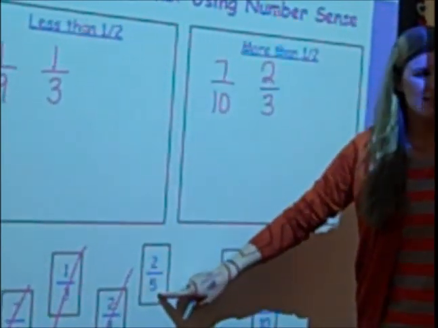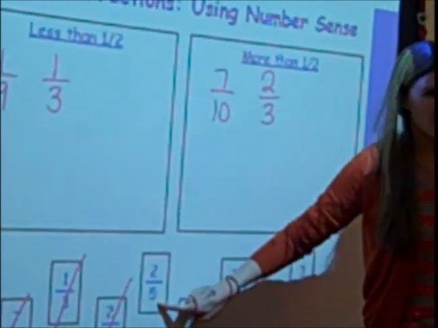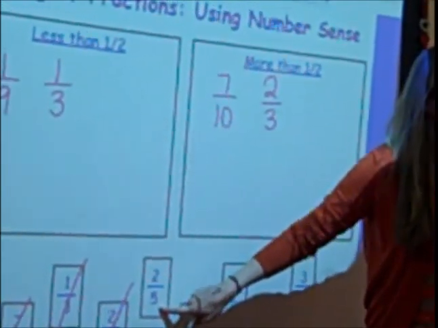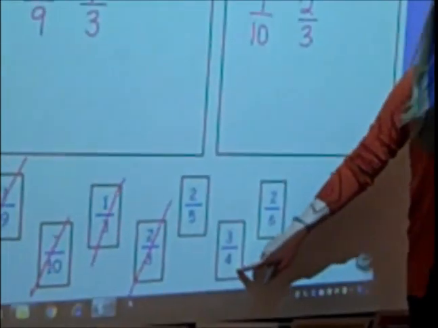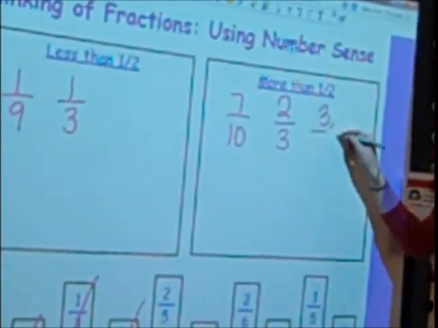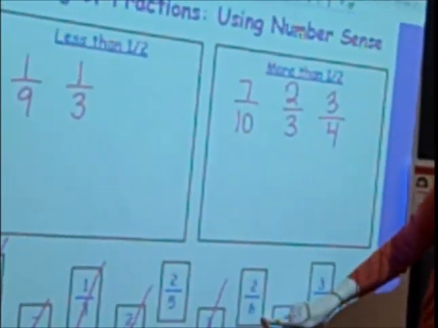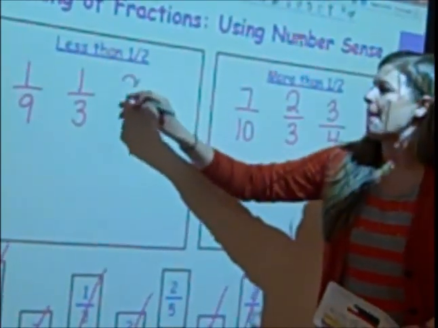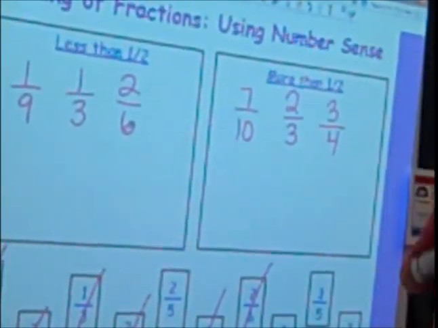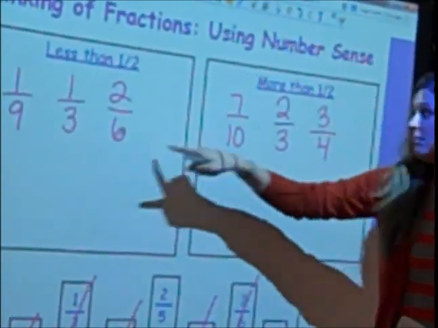It's hard for kids to think, what's half of 5? What's half of 3? What's half of 7? That's a very hard concept for them to visualize. But if I said 3/4, they'd say, oh, 2 is half of 4, so this is definitely more than 1/2. 2/6, I know 3 is half of 6, so this is definitely less than 1/2. So they can use that to say 2/6 is less than 7/10.